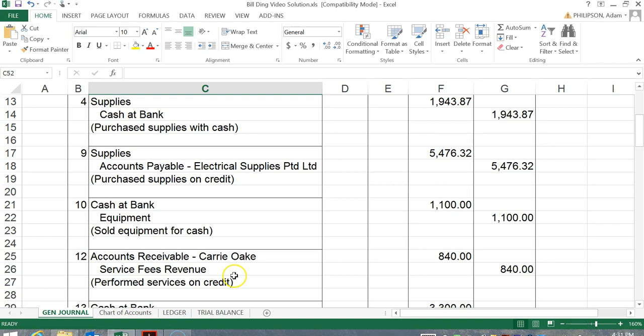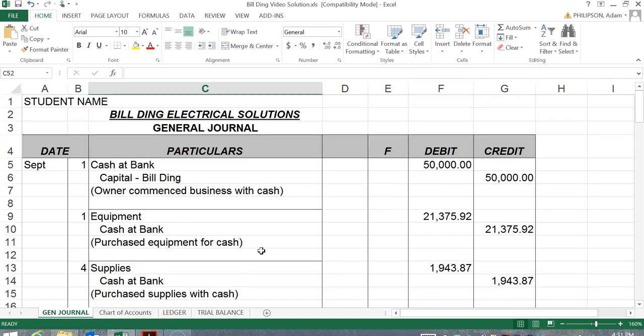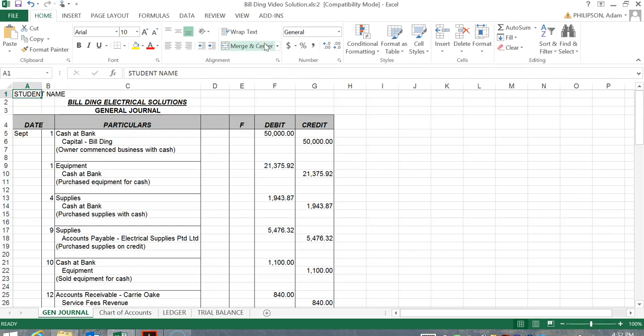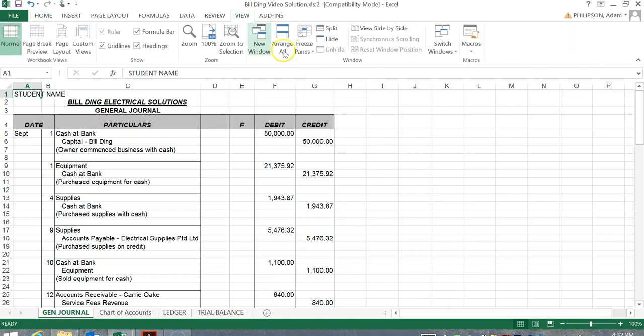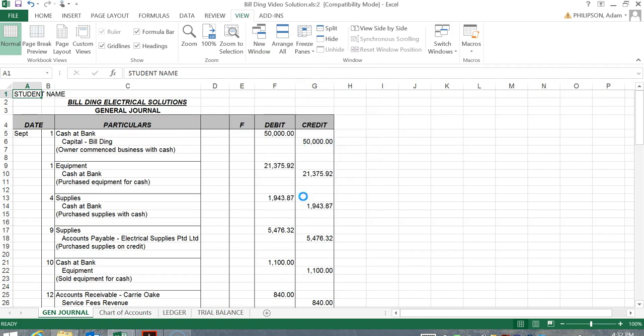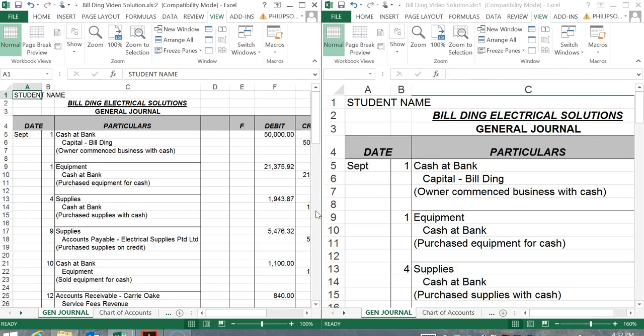Alright, so what we want to do now is progress. We've done our journal entries. Now we go on to chart of accounts and then onto the ledger and trial balance. Alright, so at this point, for those of you who still don't really know how to, let's split our screens. So we want to view and we want a new window. So that's created our new window. And then once we've done that, we want to go view, arrange all, vertical, windows of the active workbook, and OK, and that splits our screen.